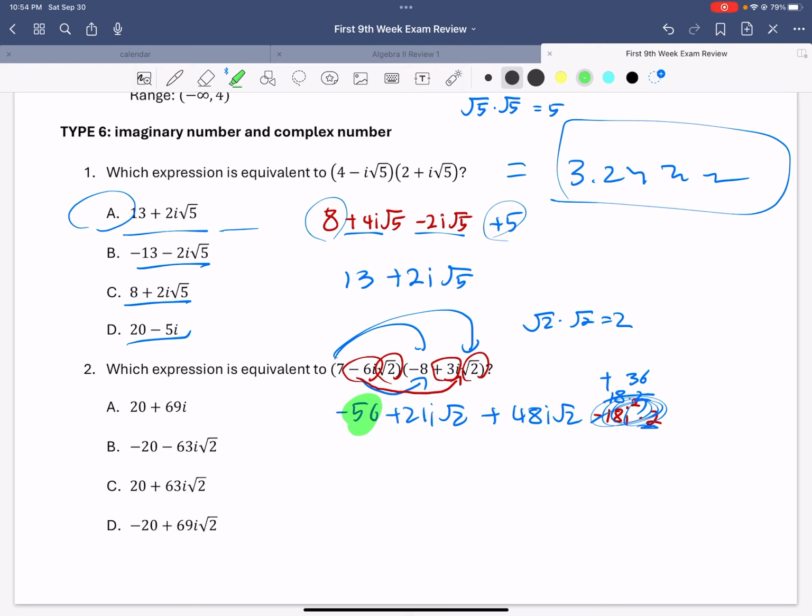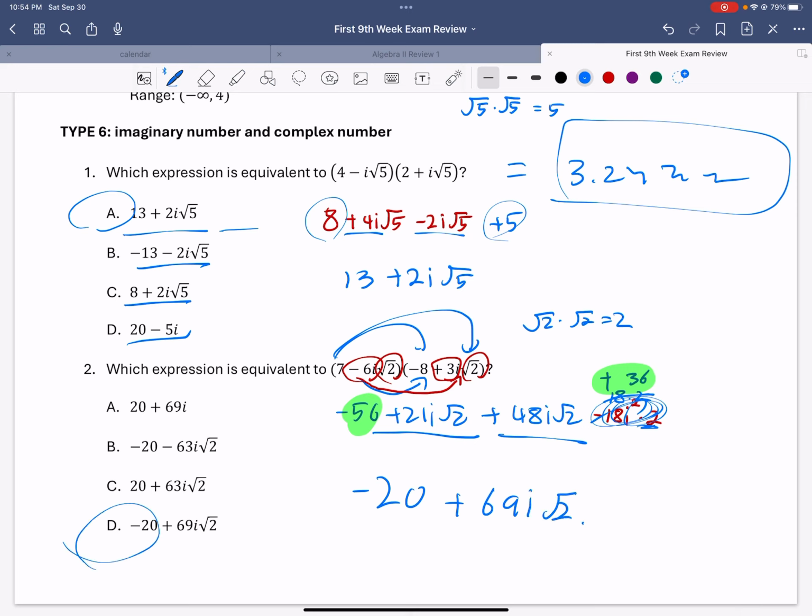So let's do this one. Negative 56 plus positive 36 is going to be negative 20. And 21i plus 48i is going to be plus 69i square root of 2. So it's going to be this one. It's an easy piece of cake.